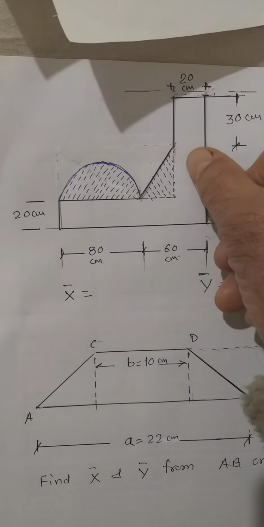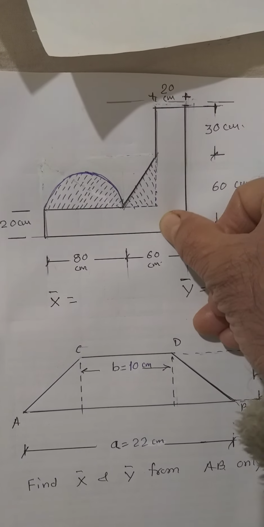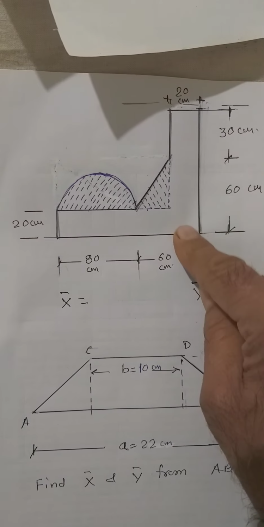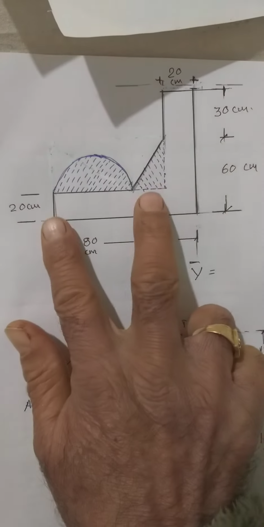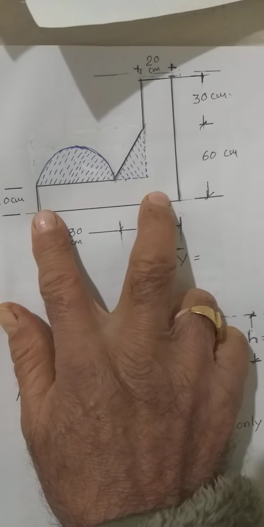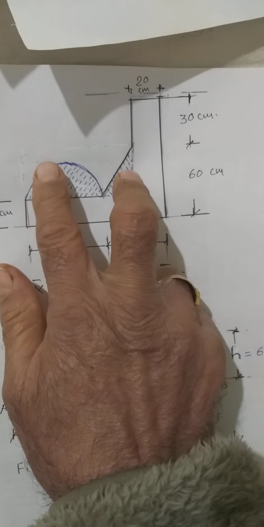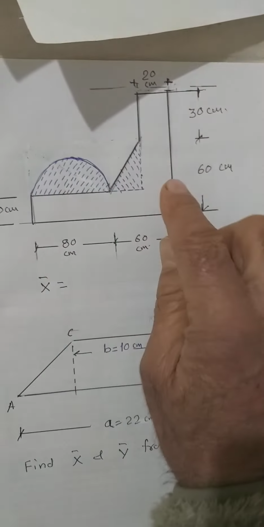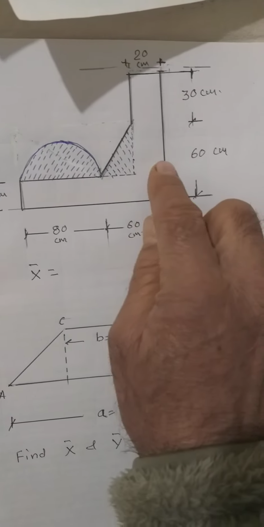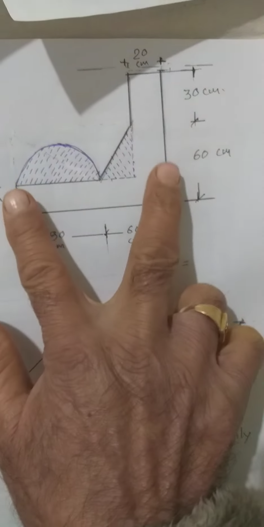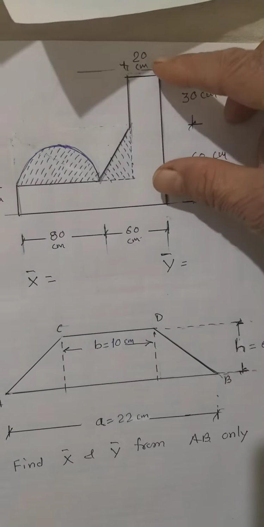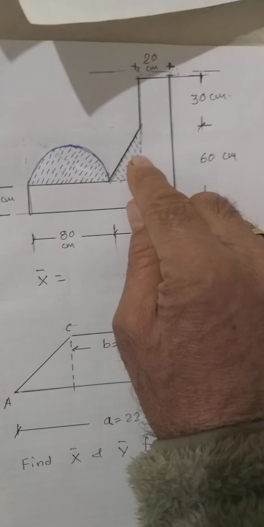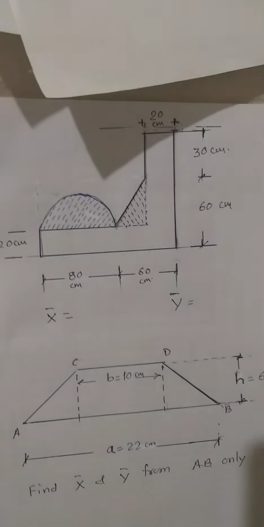Similarly, if you want to extend this line over here and make the frame, this will be figure number 1, this will be figure number 2, this will be figure number 3 and this will be figure number 4. If you want to cut it over here, you can call this from here to here figure number 1, then figure number 2, figure number 3 and figure number 4.